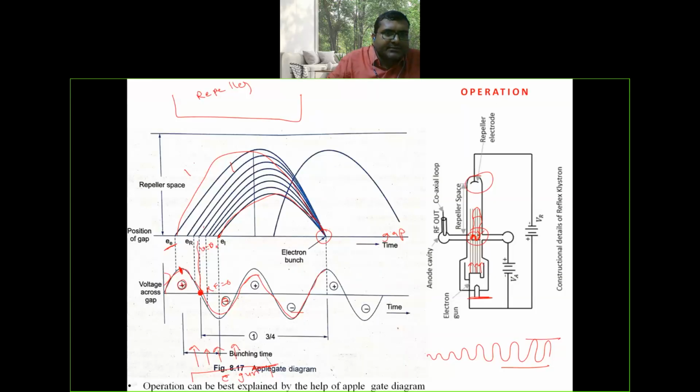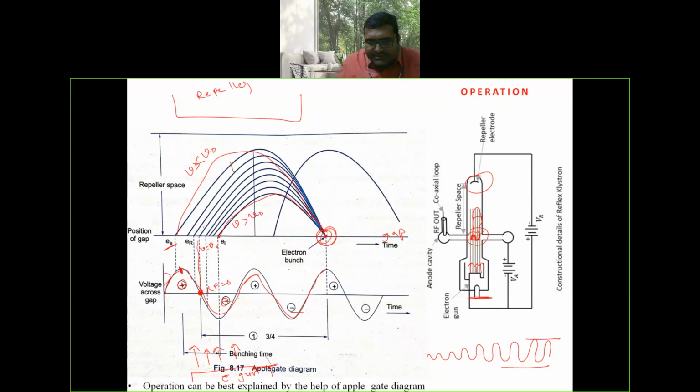Here, the early electron moves with the velocity v less than v naught, and the late electron moves with the velocity v greater than v naught. Here, these three electrons form bunching by losing energy.